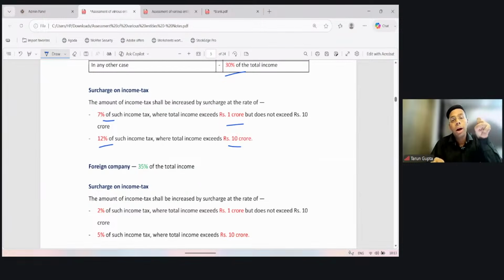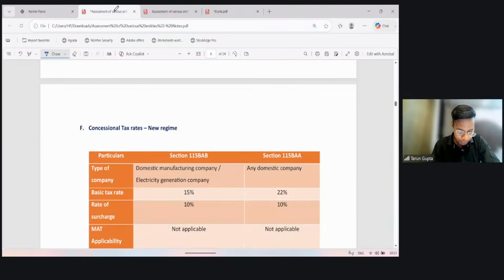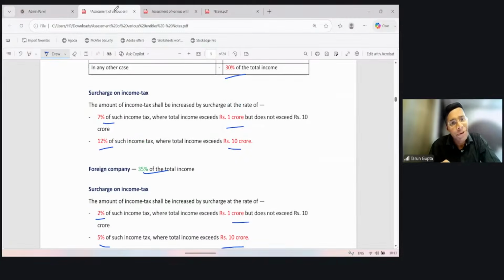Now, tax rate for the foreign company. Foreign companies are taxed at the rate of 35%. Here also there is a surcharge, but a concessional surcharge. The surcharge rate is 2% if the income exceeds 1 crore and 5% if the income exceeds 10 crore. So for domestic it was 7 and 12, and for foreign company, it's 2% or 5%. So this was the tax rate applicable in the old regime.